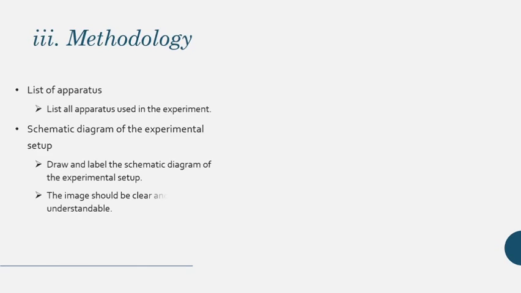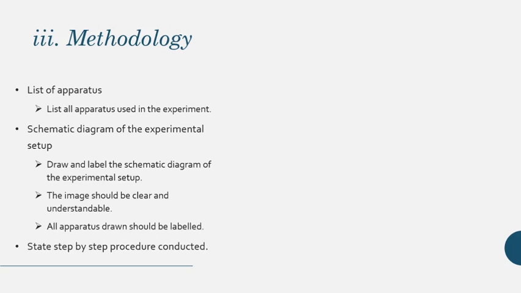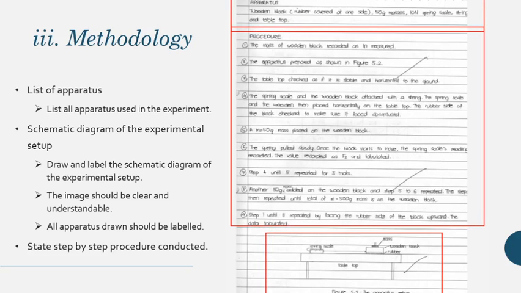Now let's proceed with the methodology. So after you have stated the objective, you have to write the list of apparatus that is used in the experiment, and then draw the schematic diagram of the experimental setup and make sure the diagram is clearly drawn and labeled, and the image must be understandable. All apparatus drawn should be labeled, and then you have to state the step-by-step procedure of how the experiment was conducted. So this is an example of how the methodology can be written.